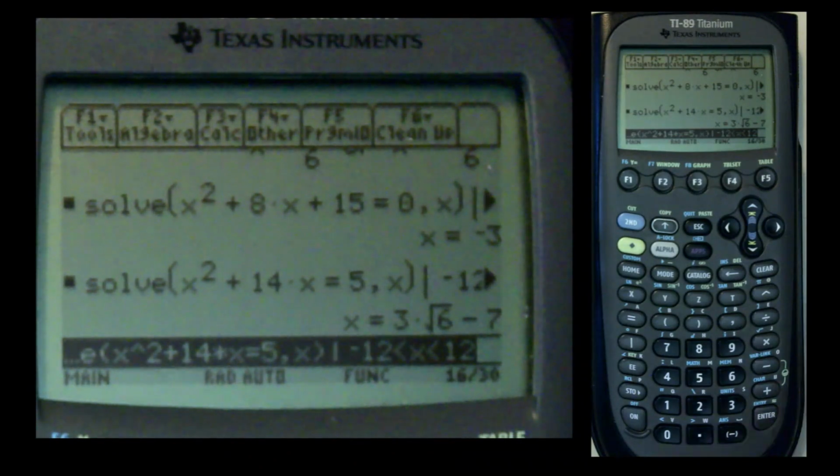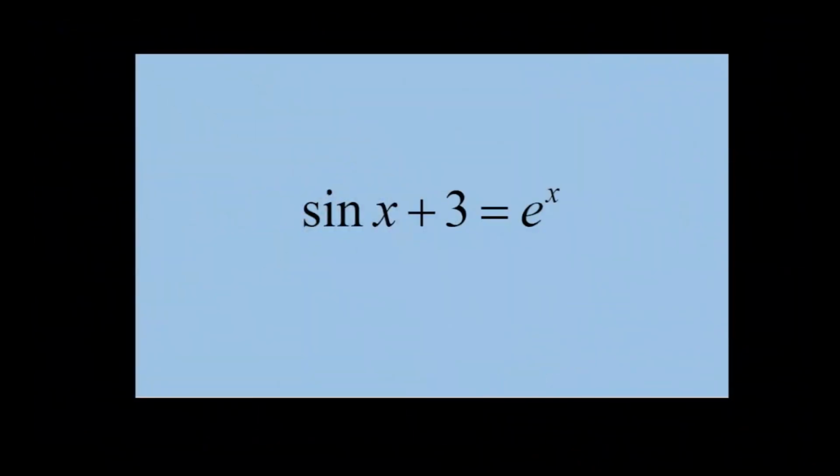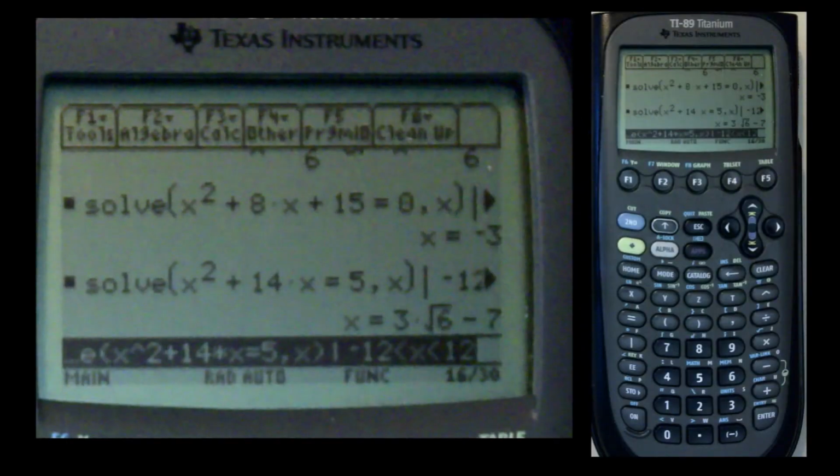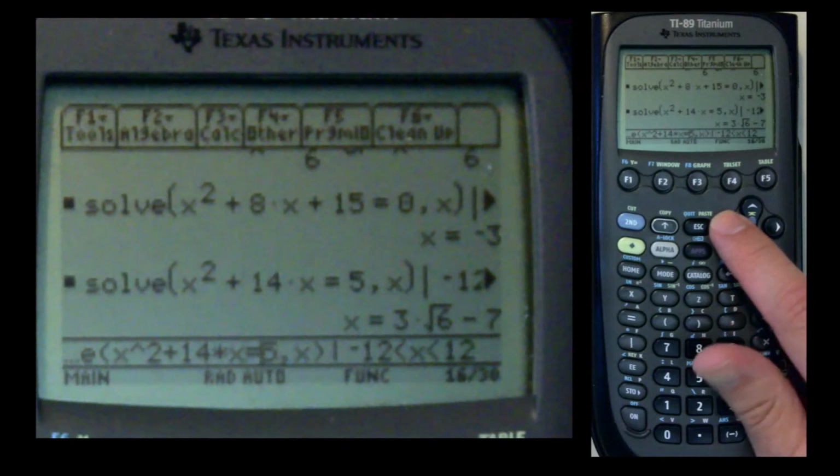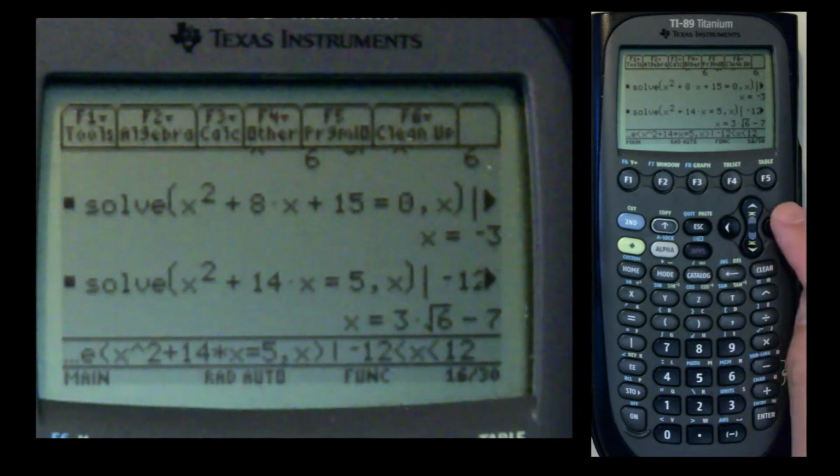So the last thing I want to show you is, let's look at a super complex equation, one that you couldn't solve by hand. Sine of x plus 3 equals e to the x. But there is a solution if you think about what e to the x looks like when you think about the sine of x function shifted up 3. They do intersect. So there is a point where these are equal. So let's solve that. Let's go back here and delete all this.